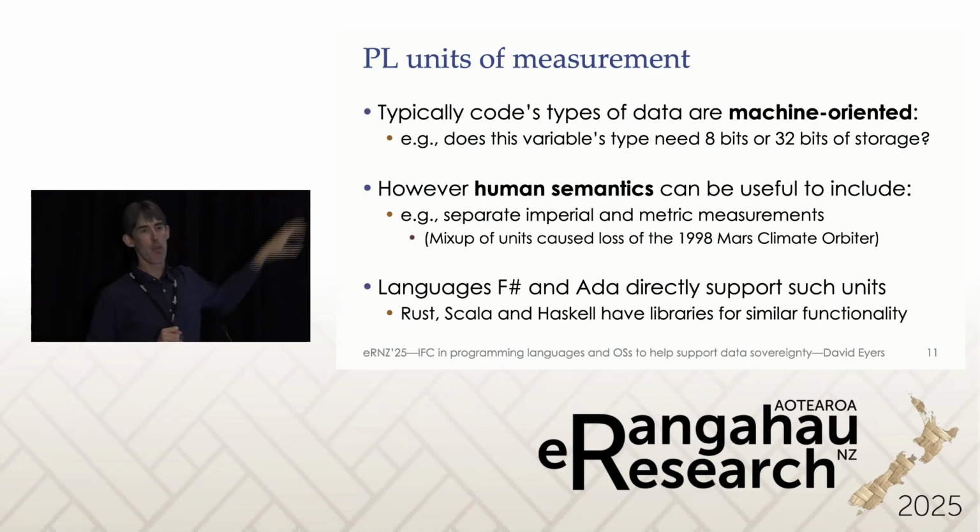Examples here are things like units of measurement. The 1998 Mars Climate Orbiter was lost because of a difference in units of measurement. Exactly the same machine type, but in one case it was an imperial unit, in one case it was a metric unit. They don't mix very well together. There's no reason we can't extend programming languages to actually understand that those are different types of data, not in the machine sense, but in the semantics.